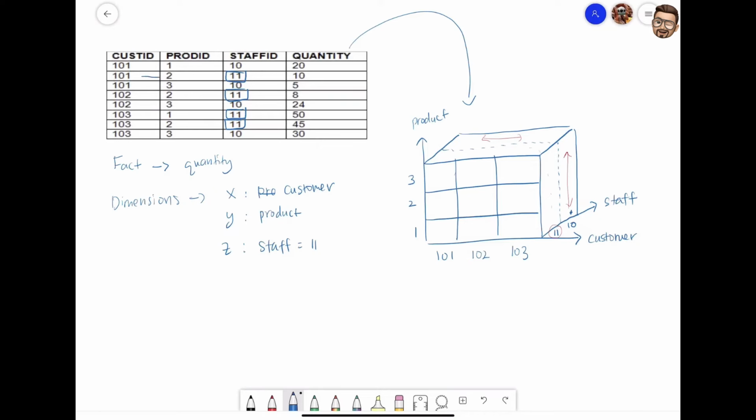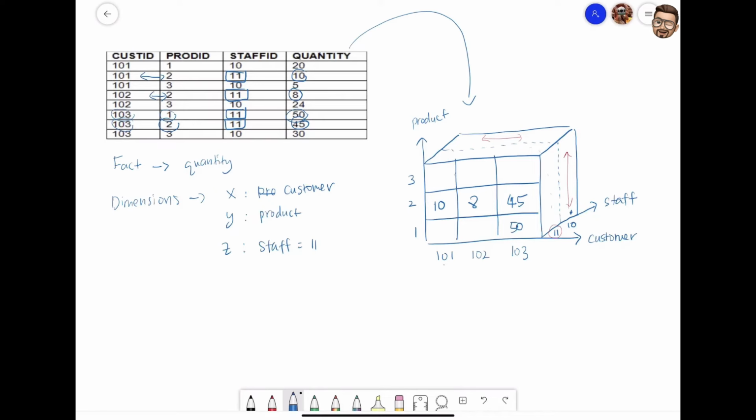If you take a look, customer 101, product 2, what is the quantity? 10. 101, 2, the quantity is 10. The second one that we have for staff 11 is 102, 2. The data is 8. 103, 1. It is over here. What is the data? 50. Then another one, 103, 2. So what is the data? 45. These are the sales done by staff 11.